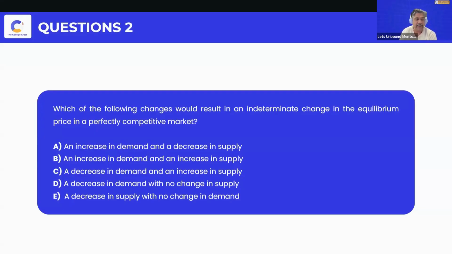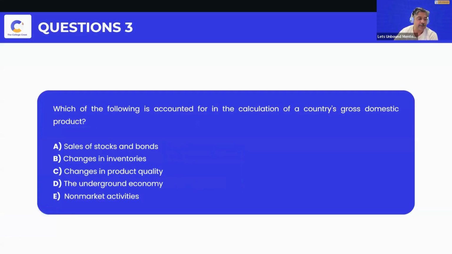So if we consider all the choices which are given here, an increase in demand and an increase in supply, an increase type of relationship would actually not enable us to determine what would be the change in the equilibrium. If one of them is increasing, the other is decreasing, we can definitely comment on the movement of the equilibrium price. But here we won't be in a position to comment on the equilibrium price. So this would definitely result in an indeterminate change in the equilibrium price. The correct answer is option B.